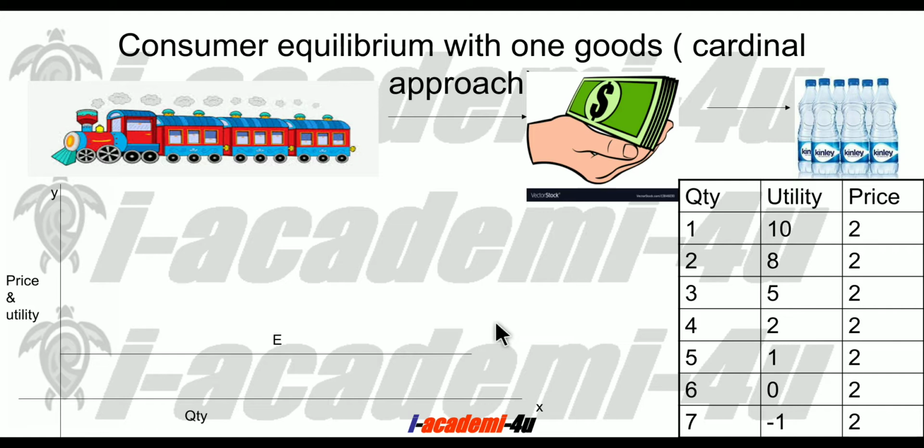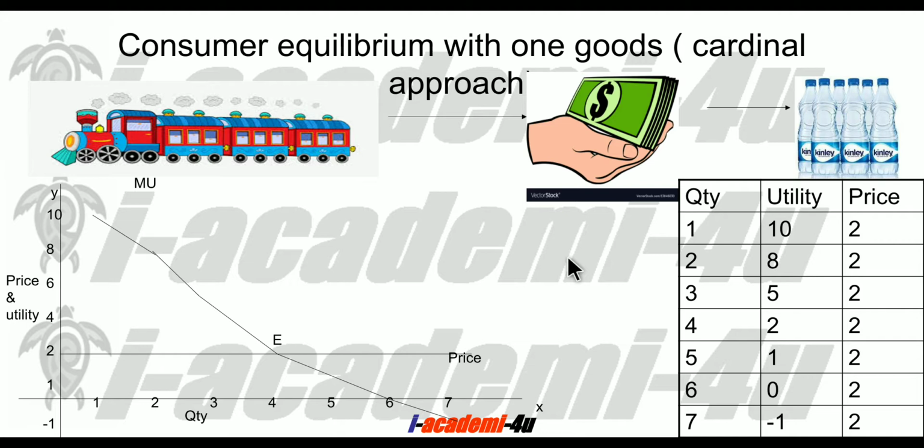So this is the graph again. All right. So the first unit will give you 10 utils. Second will give you 8 utils. Third unit will give you around 5 utils. You can see here. Next, the fourth unit will give you 2 utils of satisfaction, and the next one will give you 1 util of satisfaction, and the next will give you 0 util of satisfaction, and the seventh one will give you a negative satisfaction. See, we can see it -1 here.